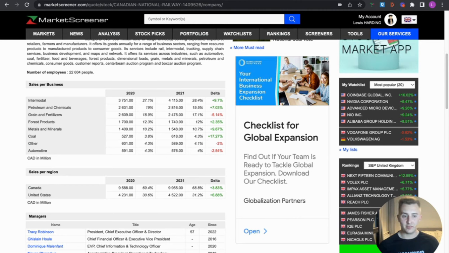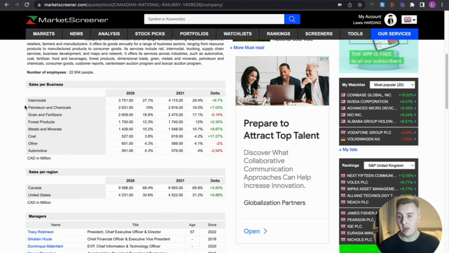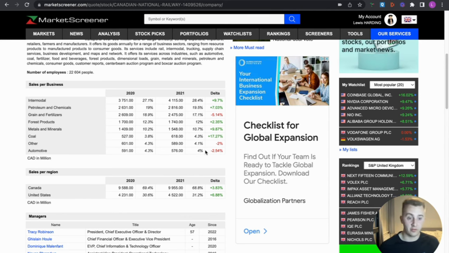Now let's have a look at the sales for CNR, Canadian National Railway, and we'll look at the sales per business first. There's quite a few bits going on here. Intermodal makes up 28%. Don't really know what that is, I'm guessing it just means transportation of some sort. Petroleum and chemicals makes up 20%. Grain and fertilizers 17%. Forest products makes up 12%. Metals and minerals 11%. Coal 4%, and the rest is other and automotive, 4% and 4% respectively. Sales per region, 69% of their sales come from Canada and 31% come from the United States.